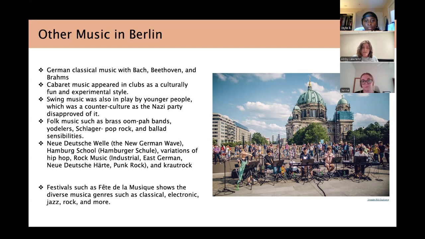I also have listed other music that has evolved over the years in Berlin. Some examples are rock music and an early form of techno music. Depicted on the right again is another example of a festival that combines classical, electronic, jazz, rock, and many other genres.